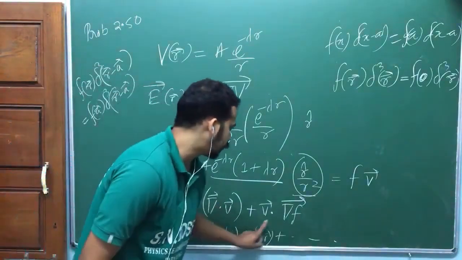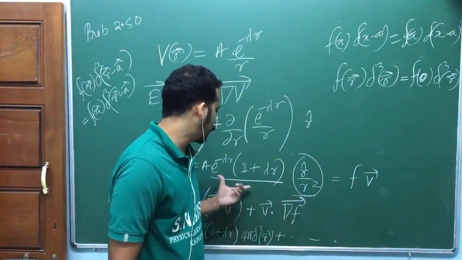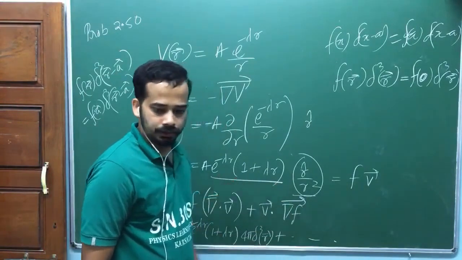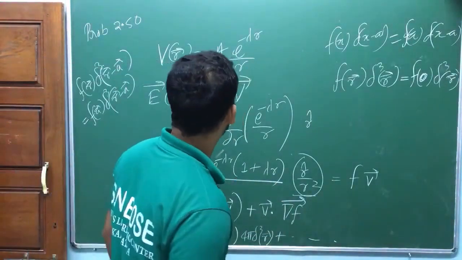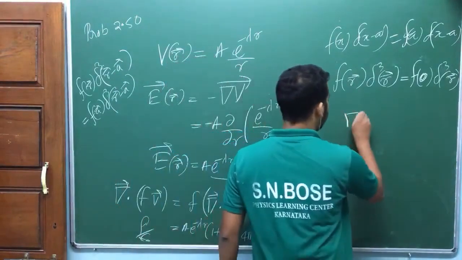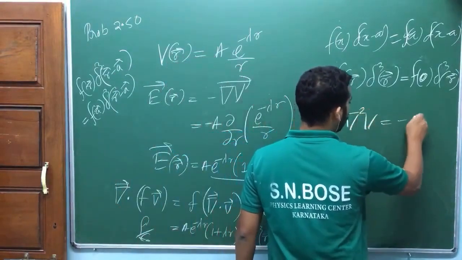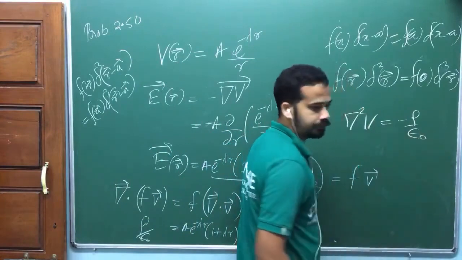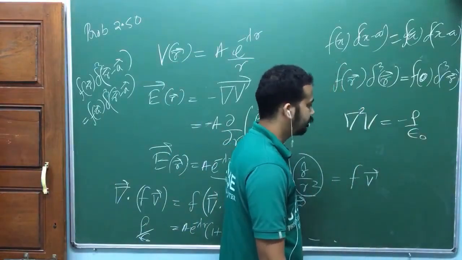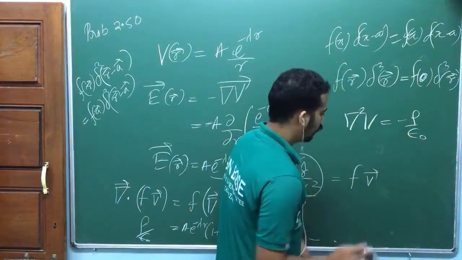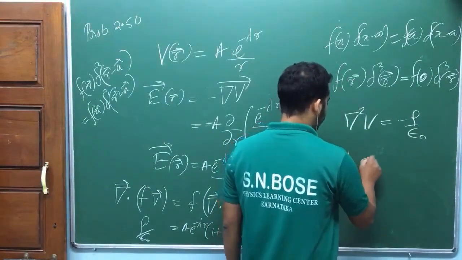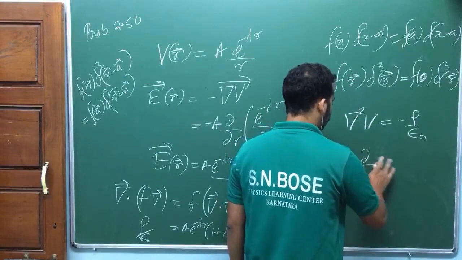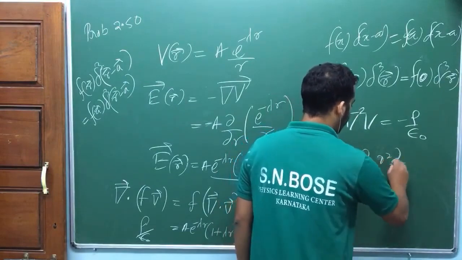Here you need to do one dot product, r cap by r square dot product with gradient of this one. Do this one. Don't use this one directly. You can use this one, del square v is equal to minus rho by epsilon naught. Sir, wait, 1 second. This one that contains 1 by r square dou by dou r, r square dou by dou r. Am I right?